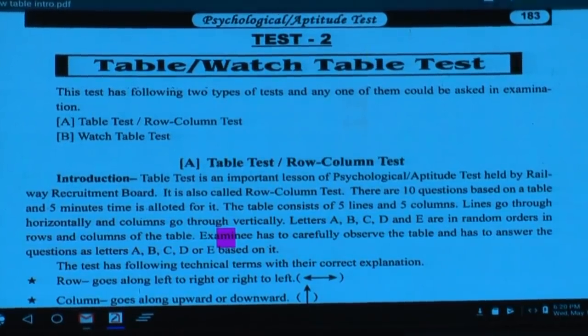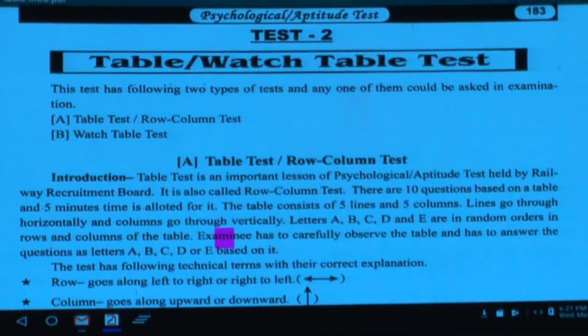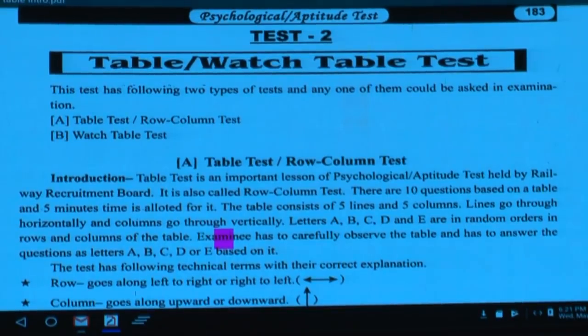Row column table test, isn't it? Now it comes under the second battery, test battery 2. Yesterday we had discussed the watch table, and today it is row column.